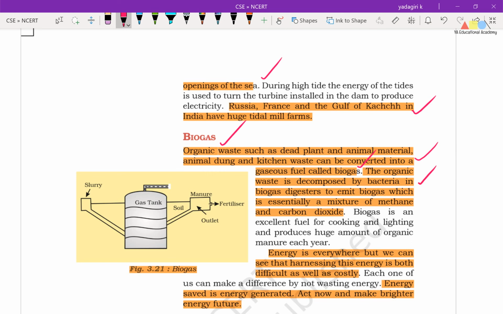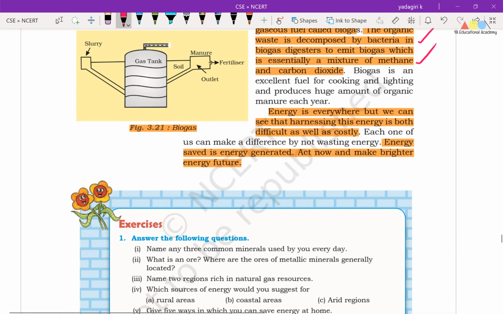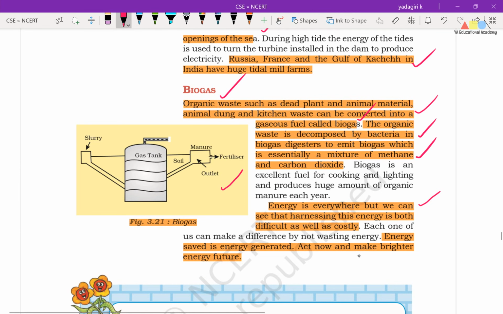Friends, the organic waste is decomposed by bacteria in biogas digesters to emit biogas, which is essentially a mixture of methane and carbon dioxide. So you should remember that the biogas majorly contains methane as well as carbon dioxide. Friends, in this picture you can see the process of generation of biogas.